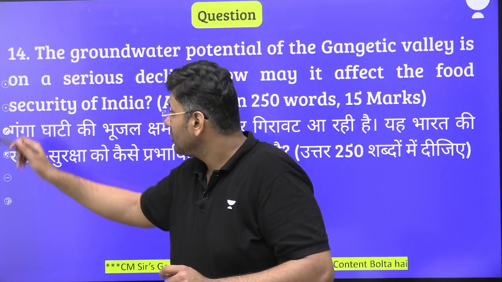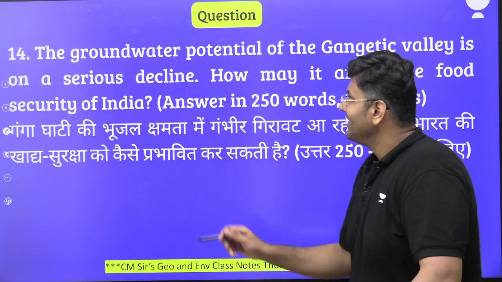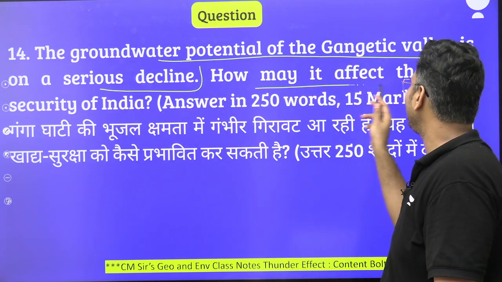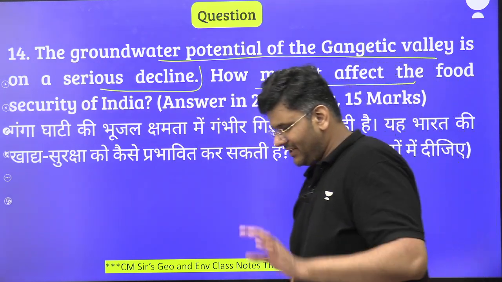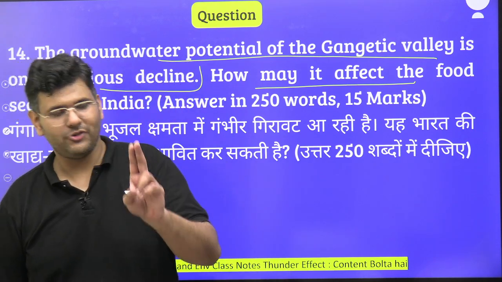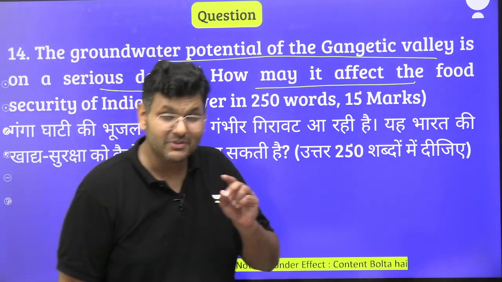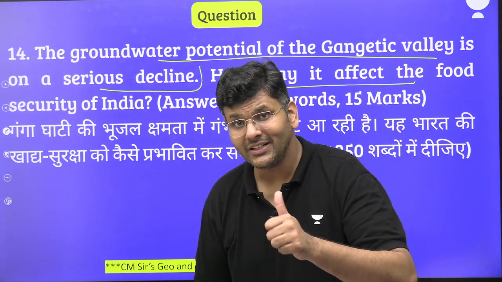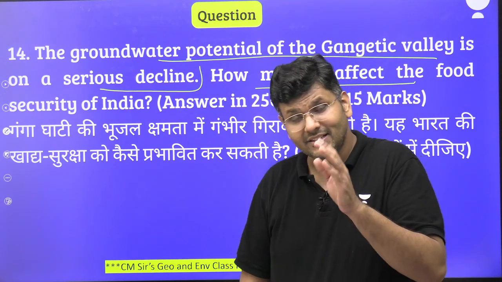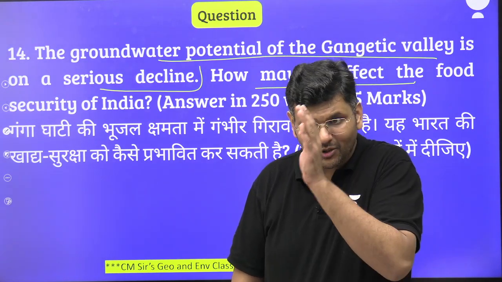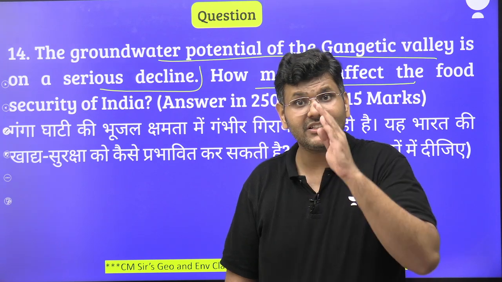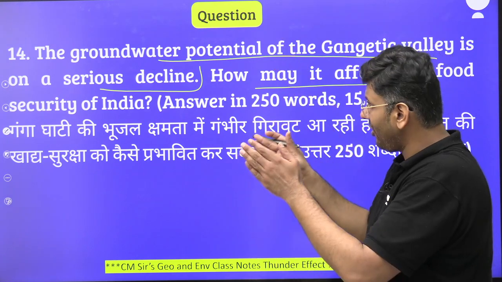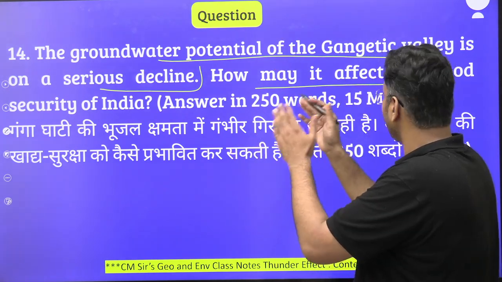Let's move forward. Total in class notes, I'm again telling you. Okay. Groundwater potential of the Gangetic Valley is on a serious decline. How may it affect the food security of India? Dear sir, go back and check if you have been writing notes with us. We discussed water scarcity, water security, and water quality issues. We have already discussed water stress, water scarcity, water quality. And in that, we have discussed many times how the groundwater potential of the Gangetic Valley is on a serious decline.